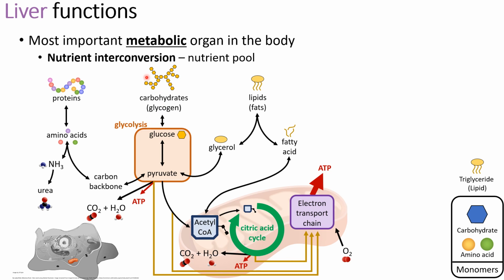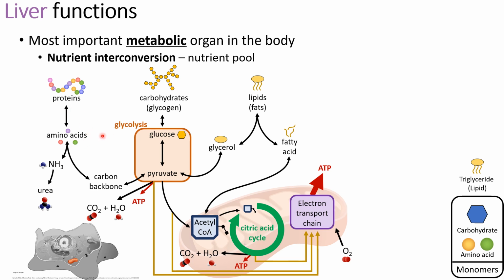And so the key thing I want to highlight here, and the reason I have this really complicated diagram, is it shows how the liver can take different nutrients and convert their chemical forms. And so note that proteins and amino acids, when they're broken down, are very different from lipids or carbohydrates in terms of their function in the body.